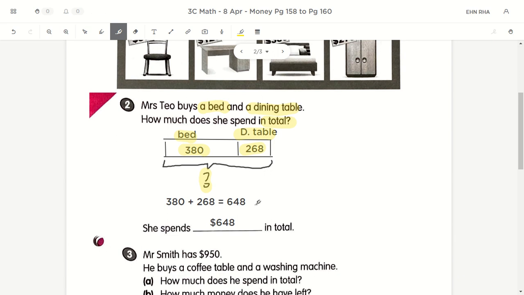So you realize that when Mr. Wong does the models and the equations, I leave out the dollar sign because I don't want to confuse myself. I will only add in the dollar sign at the answer statement or the final answer. Usually there's an answer line at the side over here. So for working, for model, for equations, I'll leave it out. I'll only add it in the answer statement. So again, we want to find the total. All we need to do is add the bed and the dining table together. I get 648, and that's the total amount spent, $648.